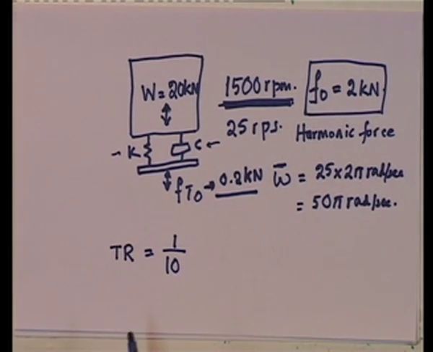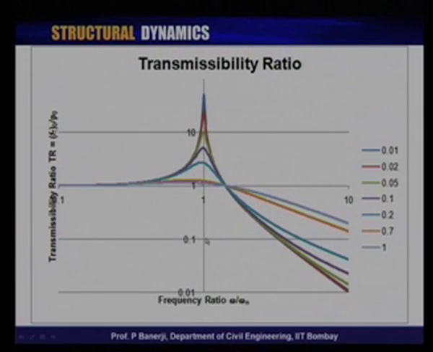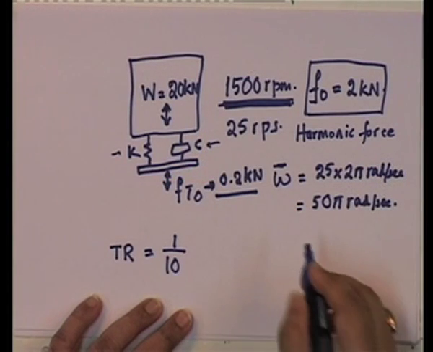Transmissibility becomes 0.1. In other words, transmissibility cannot exceed 0.1. If it can't exceed 0.1, that means this is the value, so we come here. That means we are in this zone. If we are in this zone, we have beta greater than root 2, and if beta is greater than that, we know that the lower the damping, the better it is.